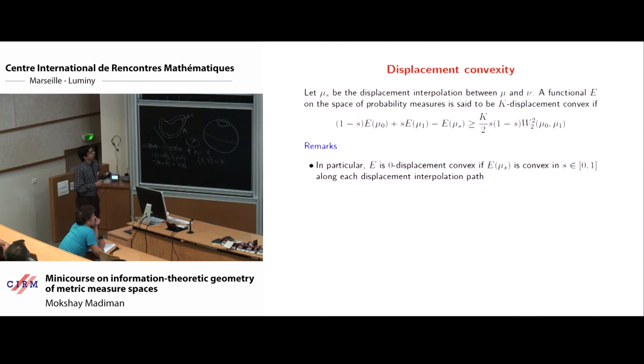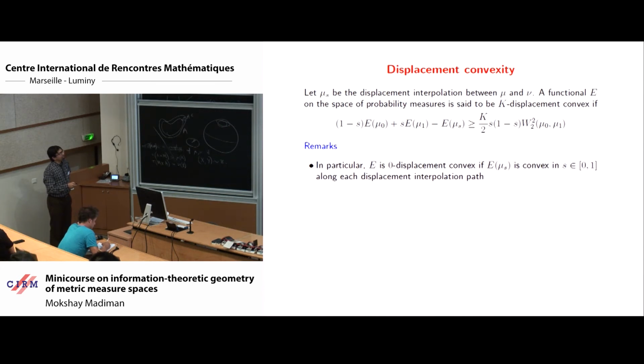Okay. So now with these two notions at hand, one can define this notion of displacement convexity. So let mu sub s be this displacement interpolation between mu and nu, right? So one interpolates in this Wasserstein sense. Then a functional E on the space of probability measures is k displacement convex if you have this kind of condition holding true. What is this?